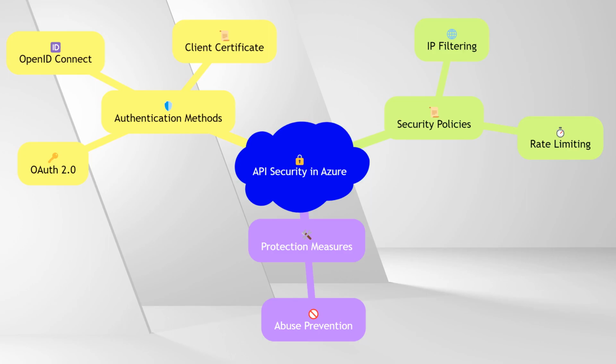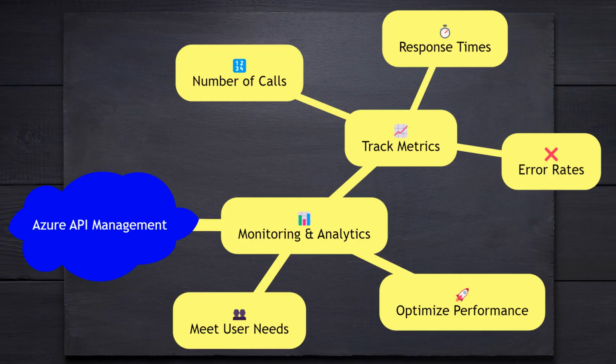Security is a critical aspect of API management. Azure API Management provides several options for securing your APIs, including OAuth 2.0, OpenID Connect, and client certificate authentication. You can also use policies to enforce security measures such as IP filtering and rate limiting to protect your APIs from abuse.